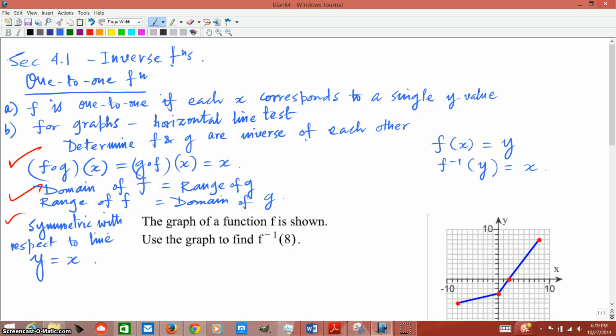That means there should be no repetition in the first component or in the second component in a set of ordered pairs. Okay, if you think about a graph, you must realize that it should pass the horizontal line test.